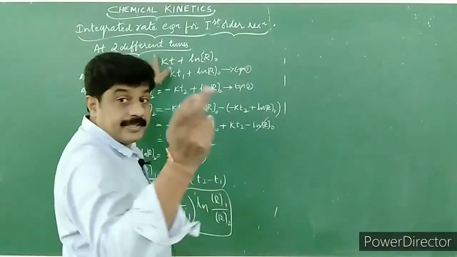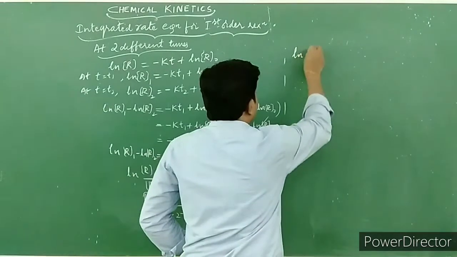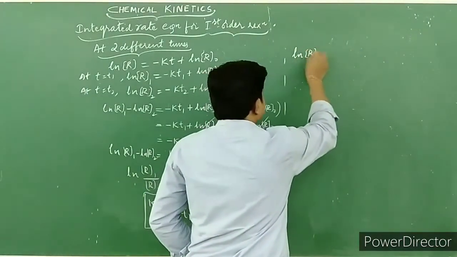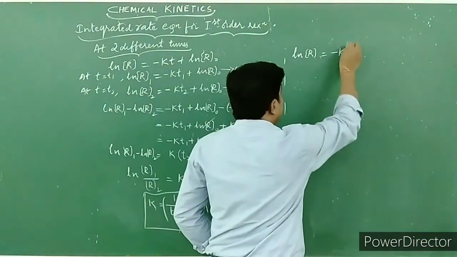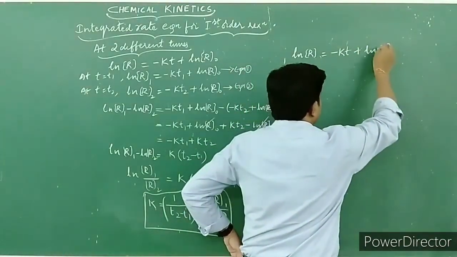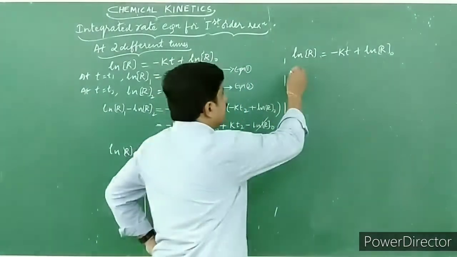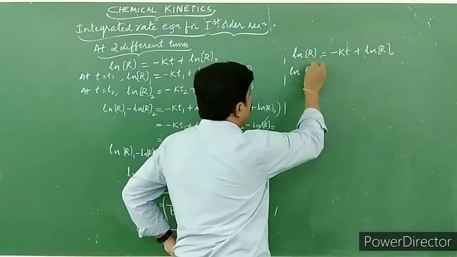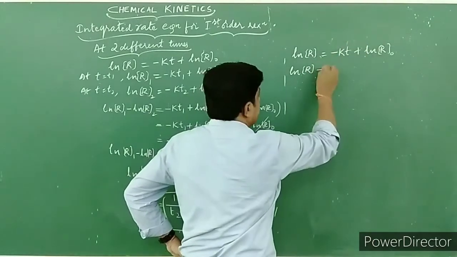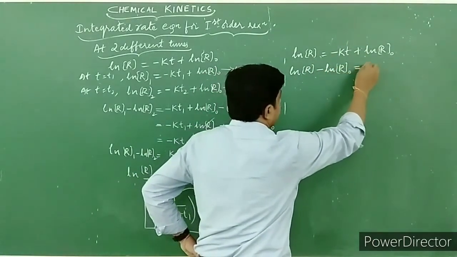Children, I can rearrange this expression in a different way also. Look at here, ln R is equal to minus k into t plus ln R0. Is it not? So this you already learned in the beginning. Now I'll rearrange. Look at here, ln R, I'll bring this side, ln R minus ln R0 is equal to minus kt.